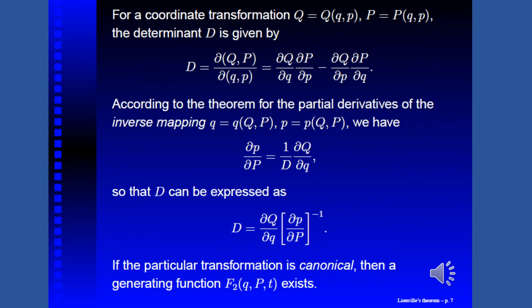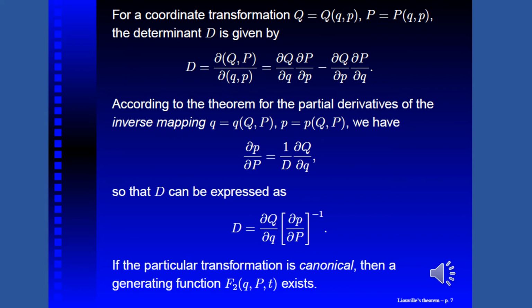For the coordinate transformation, capital Q is equal to capital Q of the variables small q, small p, and capital P is equal to capital P of small q, small p. The determinant capital D is given by capital D is equal to partial (Q, P) over partial (q, p), which is equal to partial Q over partial q into partial P over partial p minus partial Q over partial p into partial P over partial q.